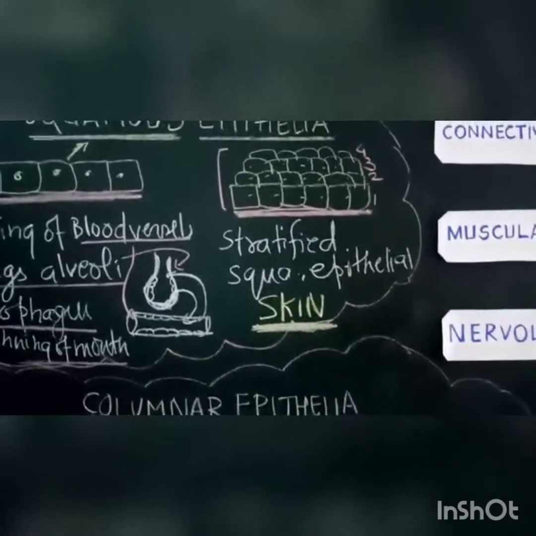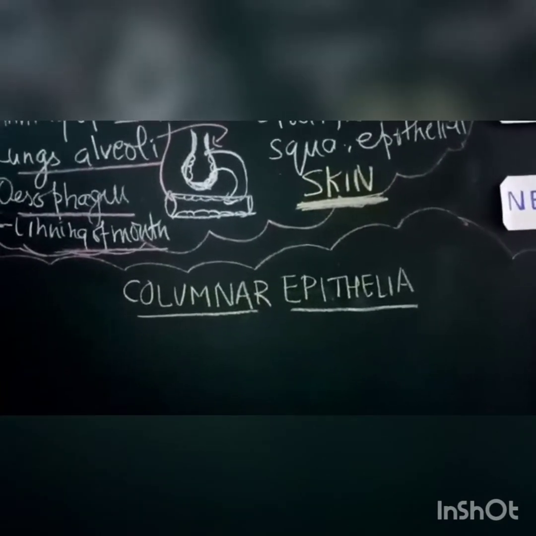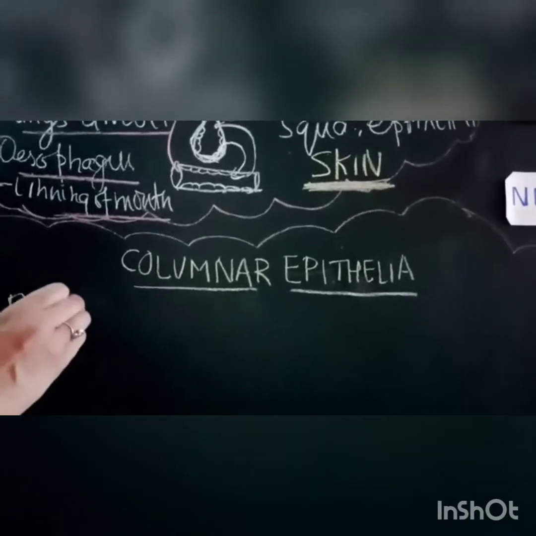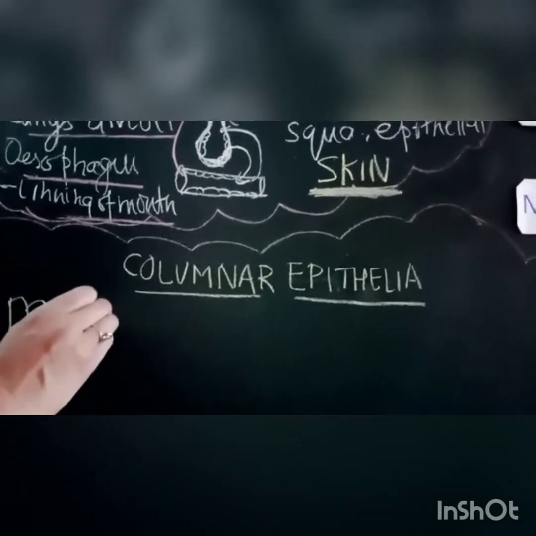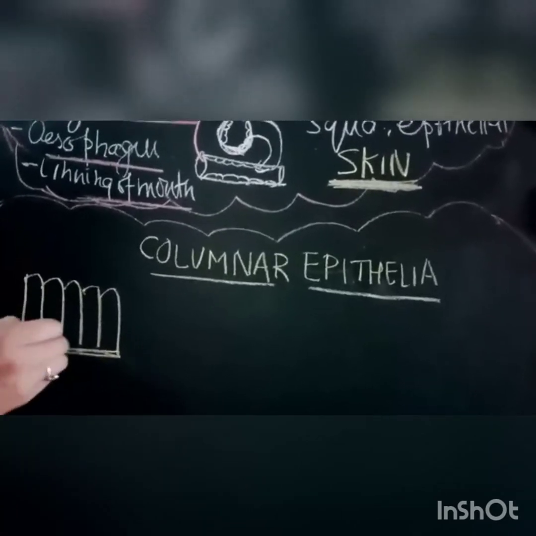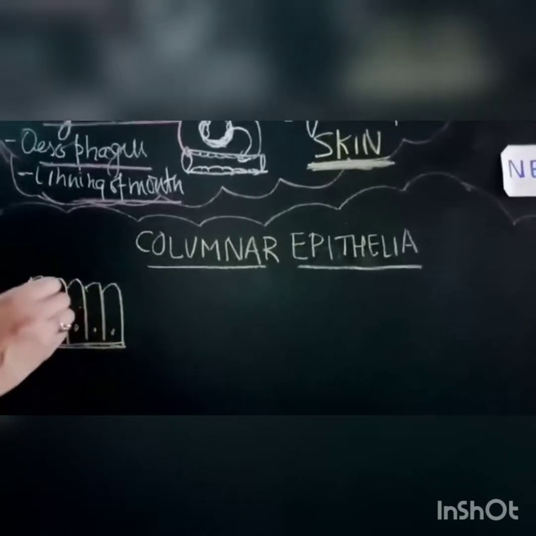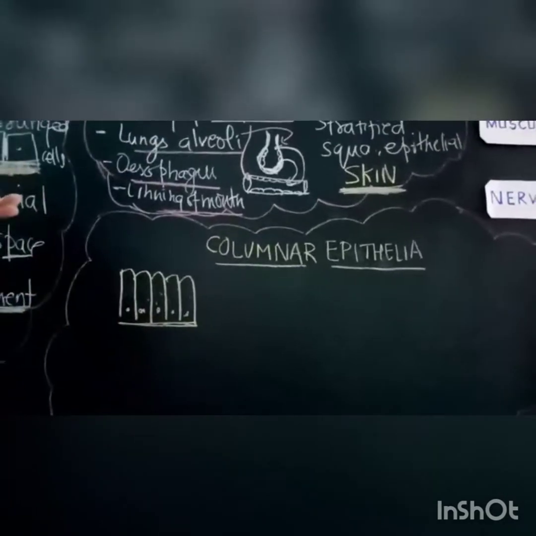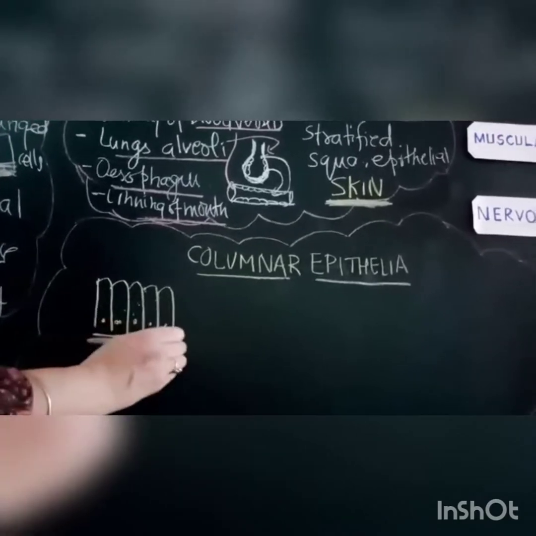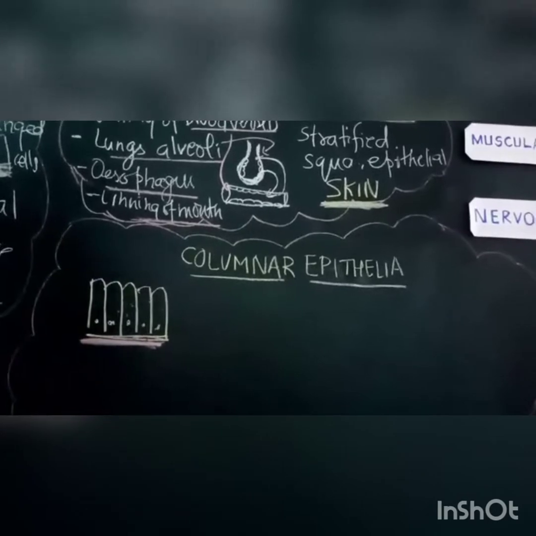Next come the columnar epithelia. As the name is indicating, these cells are column shape. Column shape means they are pillar-like. They are more in height than in width, and their nucleus is also restricted towards the lower side. Again, don't forget to make the basement membrane. So this is the diagram of the columnar epithelial cells.